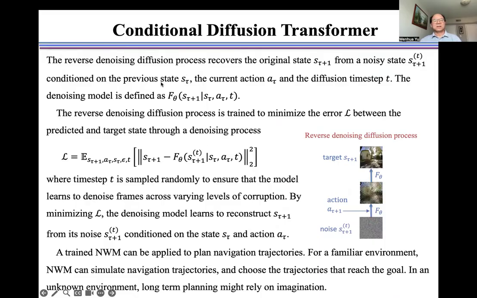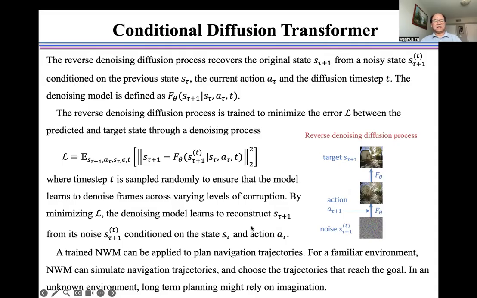The reverse denoising diffusion process recovers the original state s_tau+1 from a noisy state s_tau+1^t conditioned on the previous state s_tau, the current action a_tau, and the diffusion time step t. The denoising model is defined as f theta. The reverse denoising diffusion process is trained to minimize the error between the predicted and the target state through a denoising process, defined as here and shown in this figure.